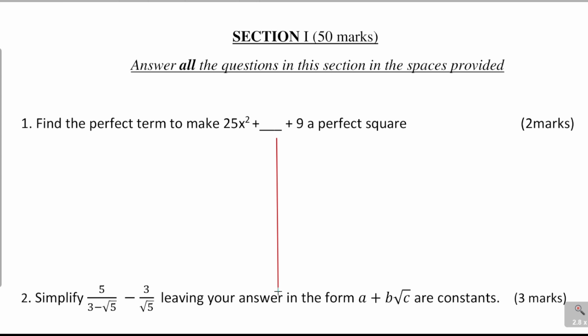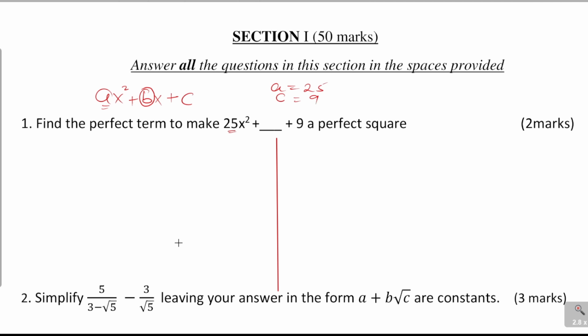Now I'll start by writing the standard quadratic expression, that is ax squared plus bx plus c. That is the standard quadratic expression, where if you try to compare what we have here, you'll notice that a will be 25, and then b, we are looking for b, that is what you're supposed to find, and then the constant term is 9.